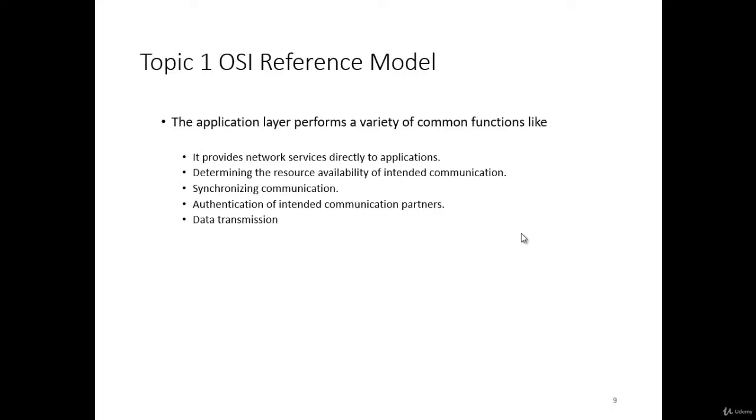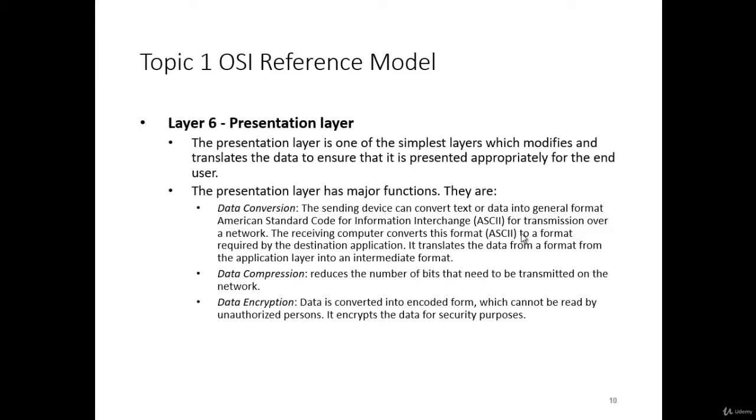The application layer performs a variety of common functions. It provides network services directly to applications, determines the resource availability of intended communication, synchronizes communication, authenticates intended communication partners, and handles data transmission.